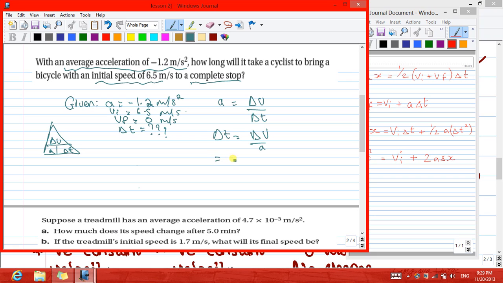And we start replacing. So minus 6.5 over minus 1.2, which equals 5.416. And here, to make it easier, if you get confused, the delta v is the vf minus the vi. So it's 0 minus 6.5, which is negative 6.5. So the delta t is around 5.4 seconds.